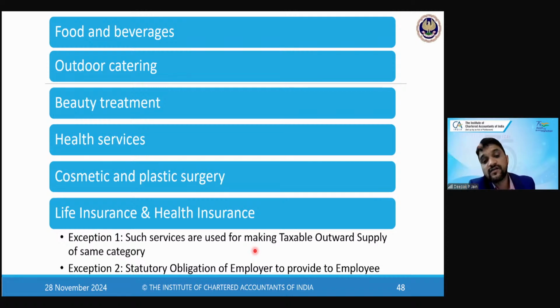And the second exception is when it is a statutory obligation of the employer to provide to the employees. Whereas there is a requirement under the Factories Act that if you have more than 50 employees, then you have to take health insurance cover for all your employees. So there is a mandatory obligation under the law. In that case, you can claim the credit. So only in these two exceptions can you claim the credit.